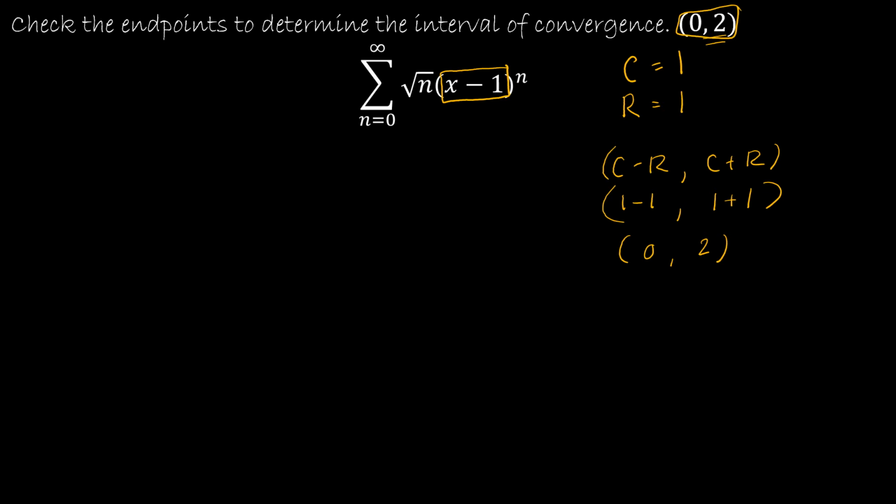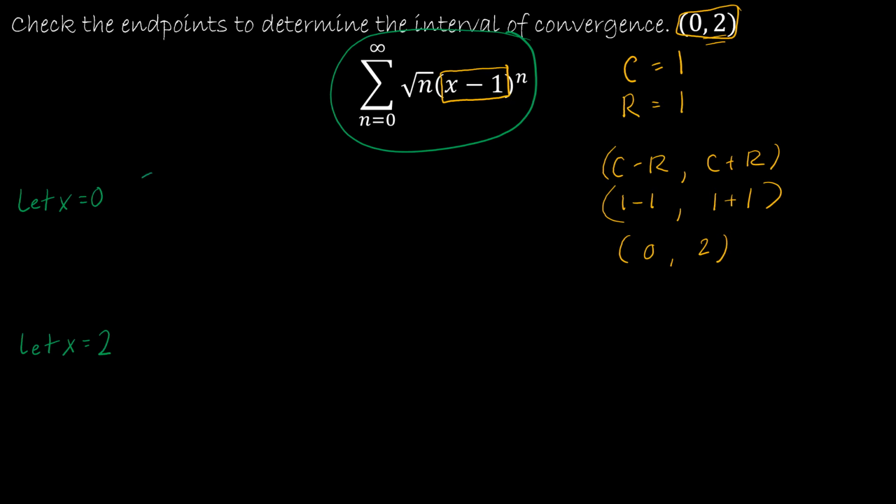But now the question is: is 2 included? Is 0 included? To check the endpoints, which we haven't had to do yet, we simply look at the series again, let x equal 0 and let x equal 2, and determine convergence in that way.